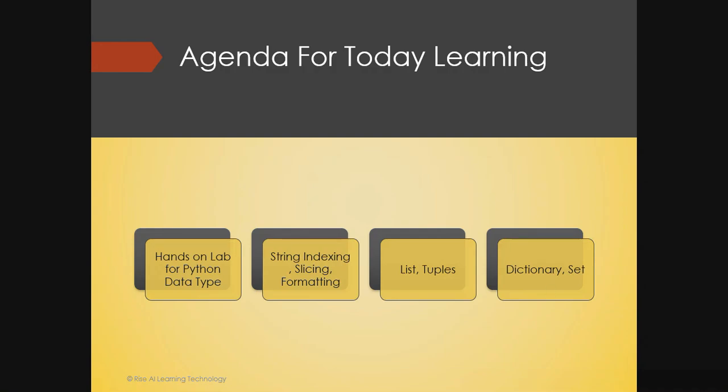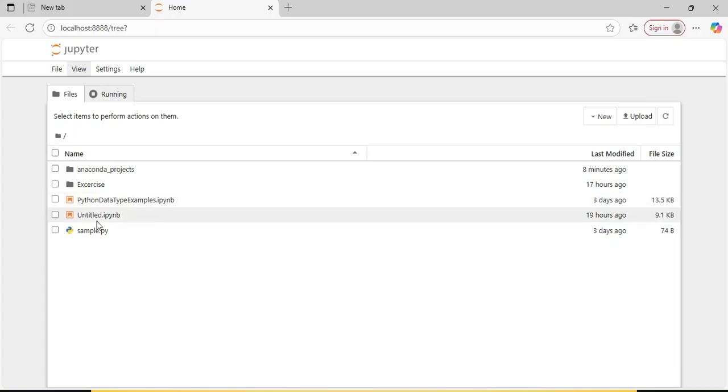Okay, so in the last call, we discussed string indexing, slicing, formatting, and all the data types. So, any questions on this? There was one open question last time on strings being immutable. How is a string immutable, right?